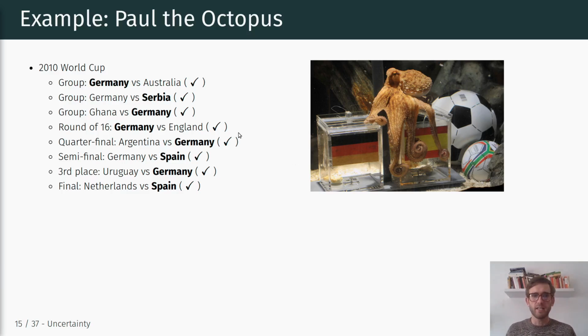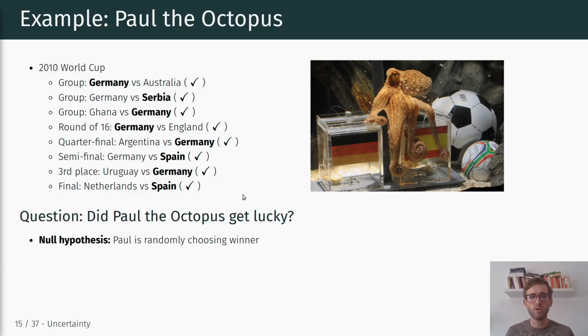and it turned out that out of the 8 matches that were predicted in the 2010 World Cup, each and every one of them was correctly predicted by Paul the octopus. Okay, so up to the finale, Netherlands versus Spain, where of course Spain won the World Cup. All of those were correctly predicted by Paul. The question, though, of course, is: did Paul the octopus just get lucky, or does Paul actually have some skills or some prophetic abilities to predict soccer match outcomes?